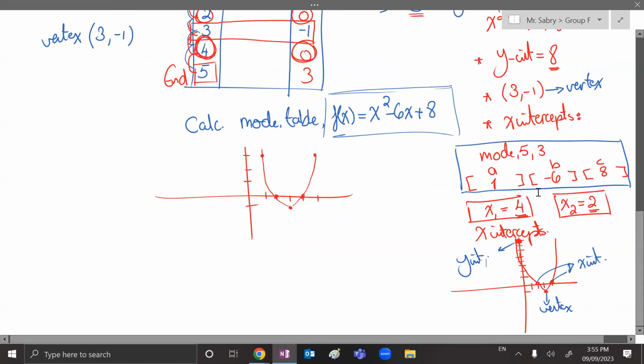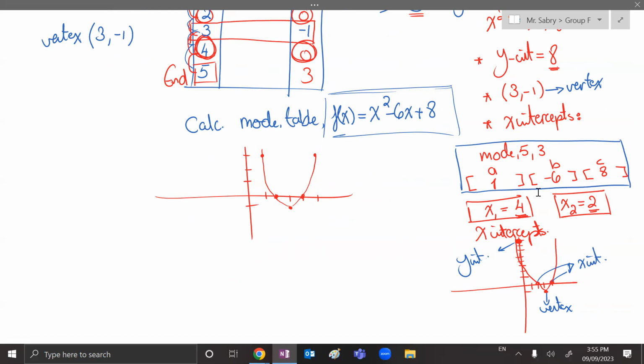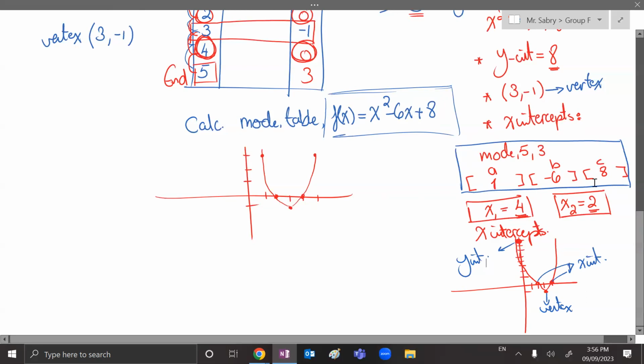The ones that you sent me are exactly the same. They're just asking you to find any and everything you can. Like, try to identify all the key features. The key features are those things we've identified. The vertex is the most important thing, then the axis of symmetry, then the minimum or the maximum, and then the x-intercepts, and the y-intercept. So the exact same thing we've identified.